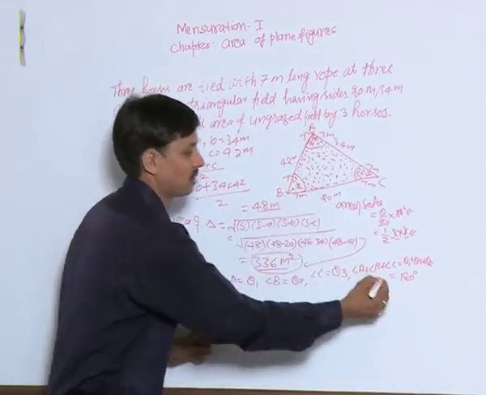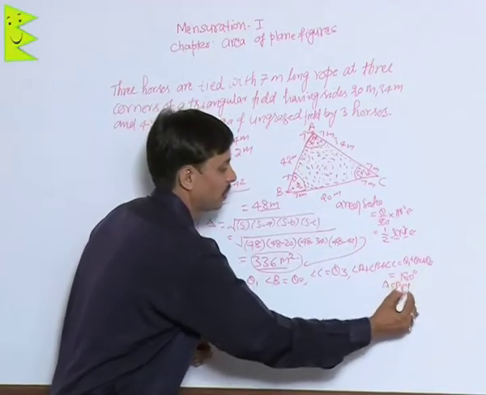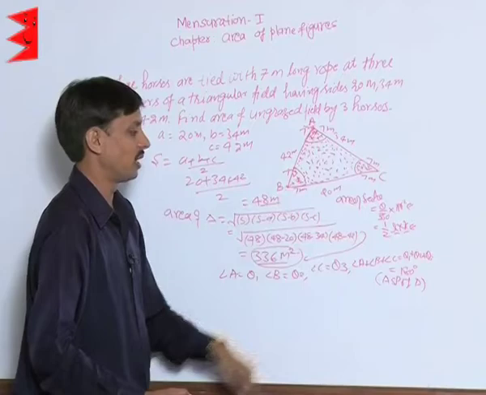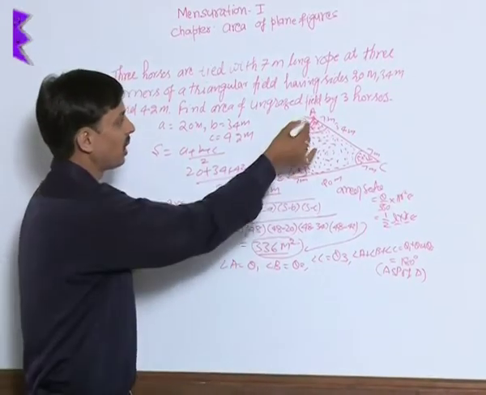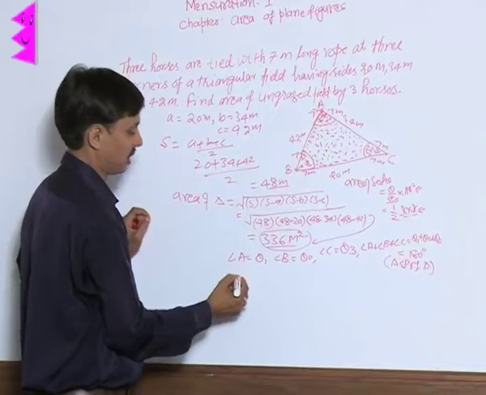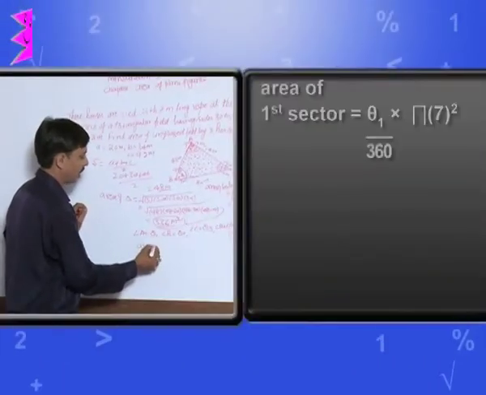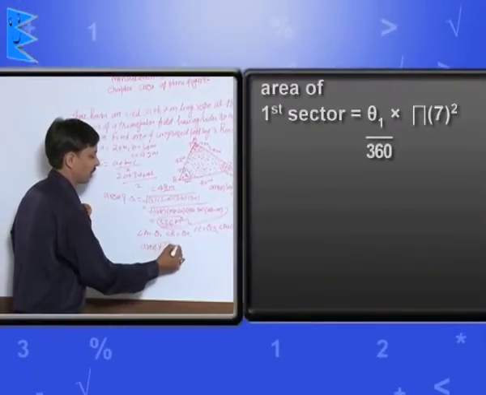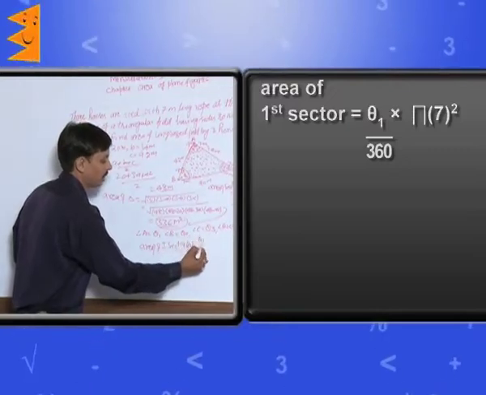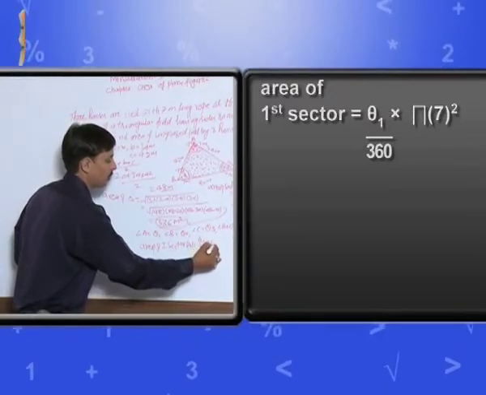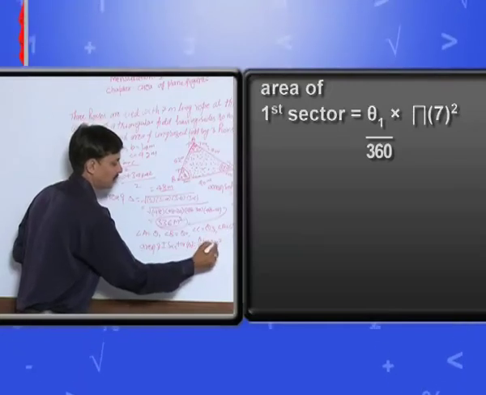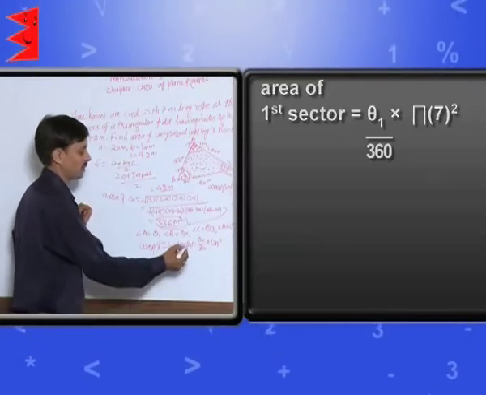Because of the angle sum property of triangle, it says the sum of all three angles is 180 degree. How will we calculate the area of these three sectors? Area of first sector, I am writing here. The first sector, that is with vertex A, is theta 1 upon 360 into pi r square, with r equal to 7, so theta 1 upon 360 pi r square.